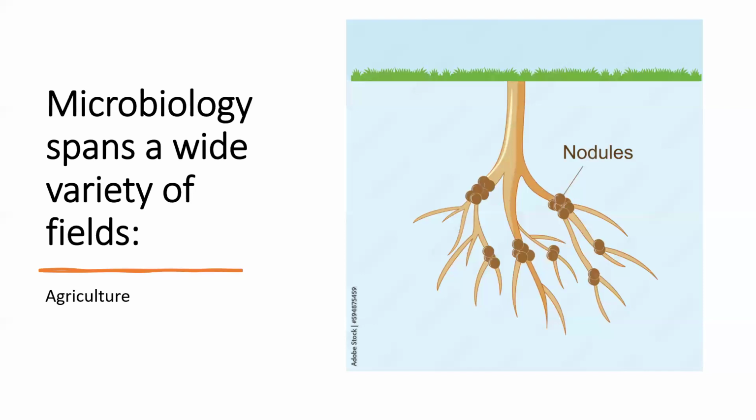Now, microbiology is also important for agriculture. You can get nodules that form on roots that are basically formed by microbes. One example would be rhizobia, which are a type of nitrogen fixing organism. They're able to fix nitrogen from the atmosphere and provide that nitrogen to the plant. And in turn, the plant provides the bacteria with carbon.